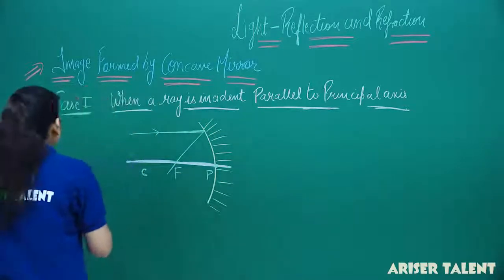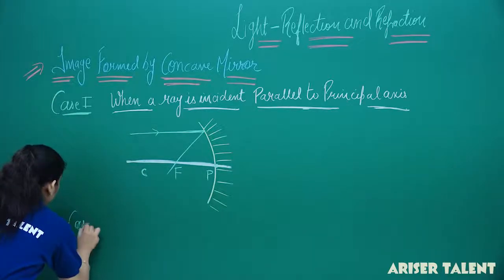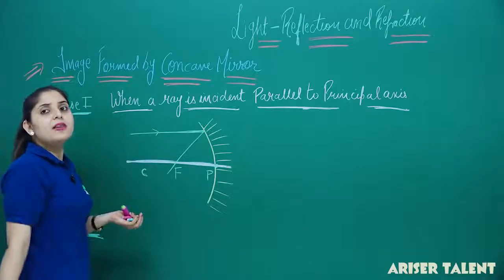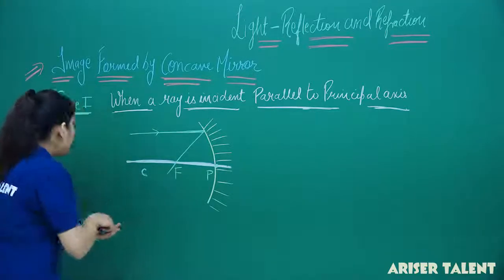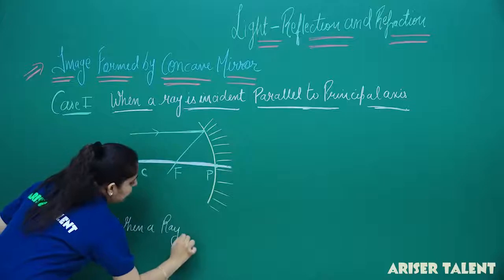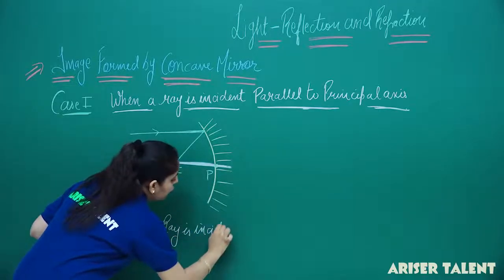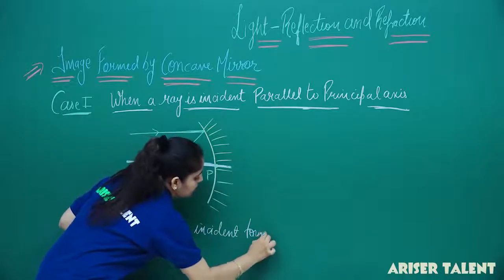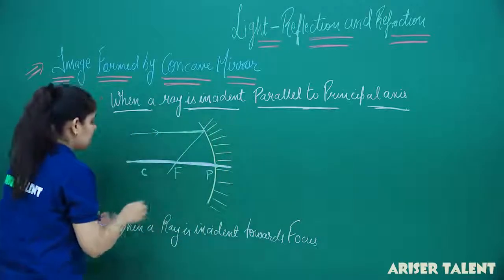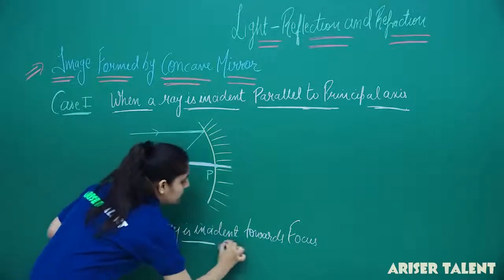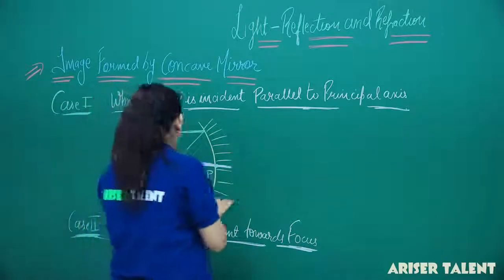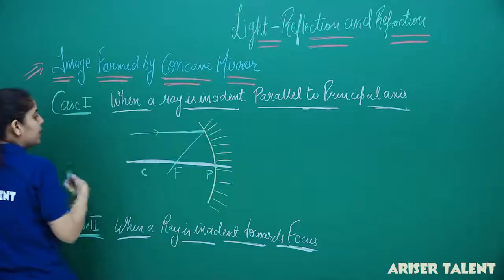Now, case number 2. Case number 2 is when a ray is incident on the focus. So what will happen in this case? When a ray is incident towards focus. So when a ray of light is incident towards focus, what will happen in this case? This will be our first case we have seen.